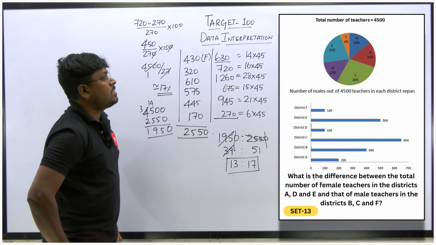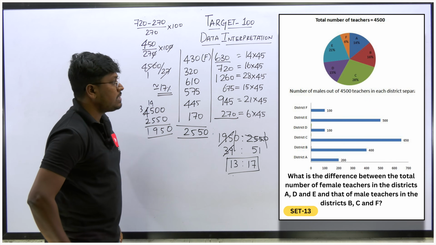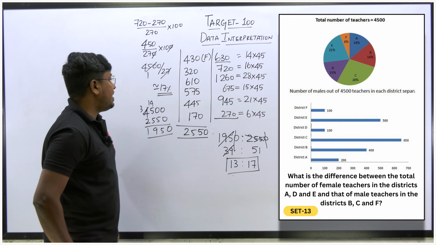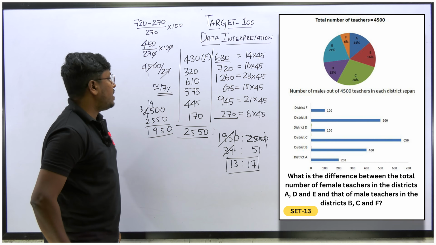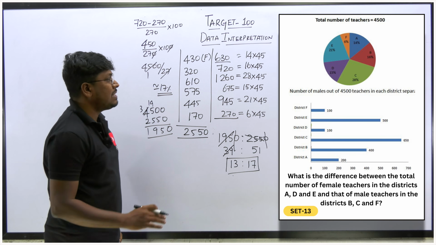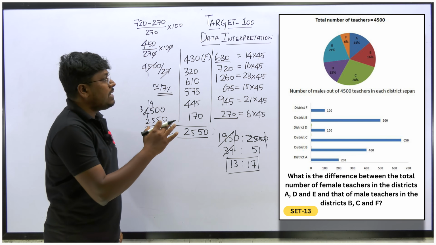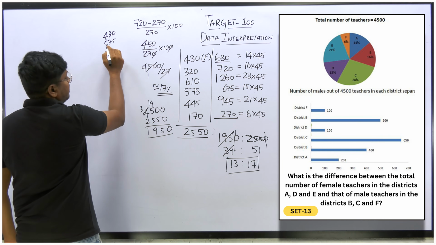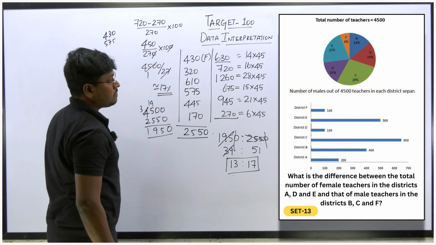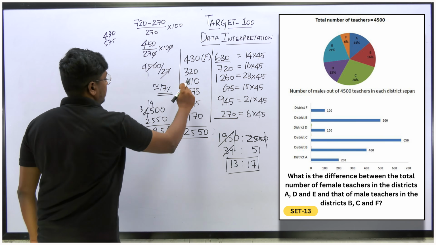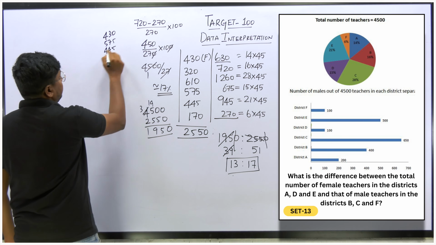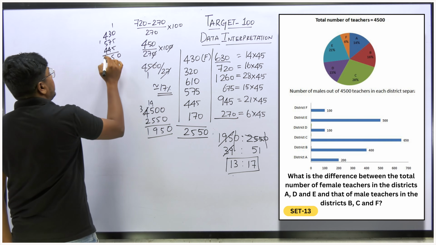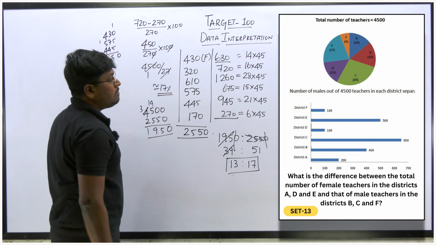What is the difference between the total number of female teachers in district ADE and the total number of male teachers in BCF? We need to find just the difference. For ADE: 430, 575, 445, which gives 1450. Okay.